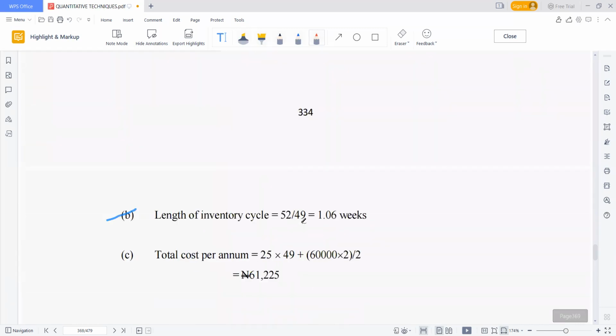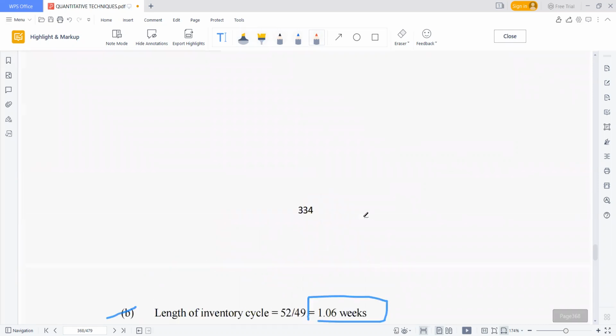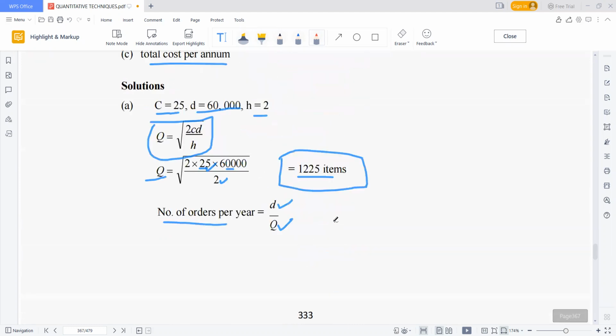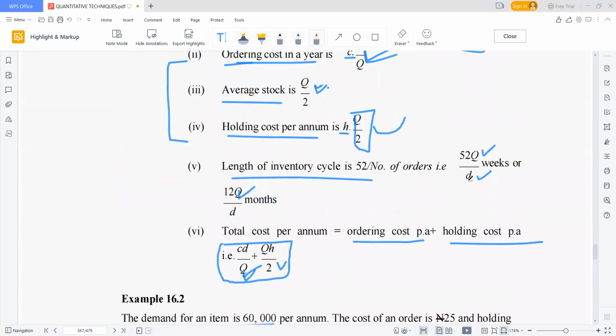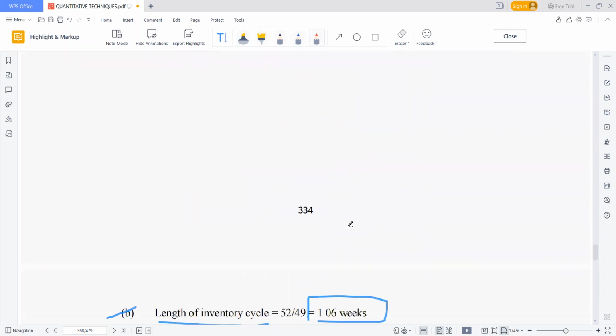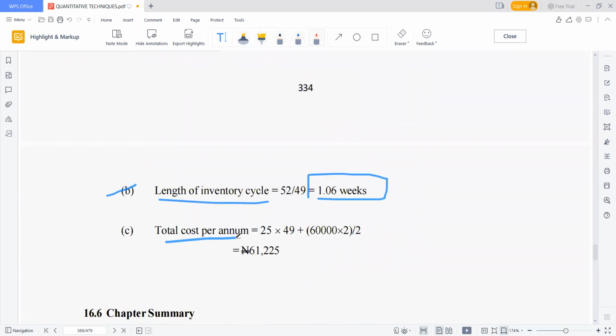The answer we get is what we use to multiply our 52 weeks. And that's how we got 1.06 weeks. So please calculate from your own end the length of inventory cycle. It is that formula multiplied by 52 weeks, so that was how we got 1.06. What we use is this formula. Please take notes. You can decide to use this formula to convert to months. It's left for you.